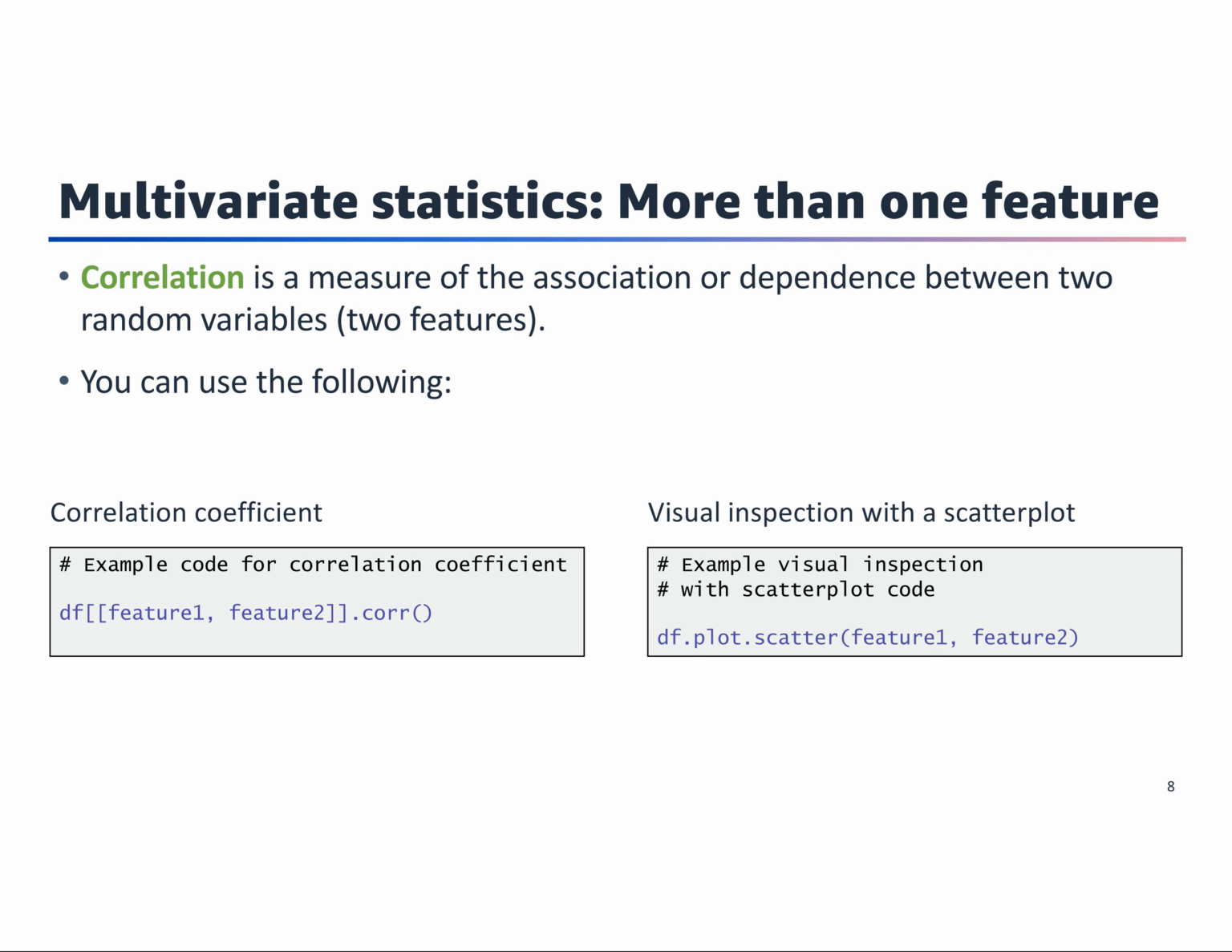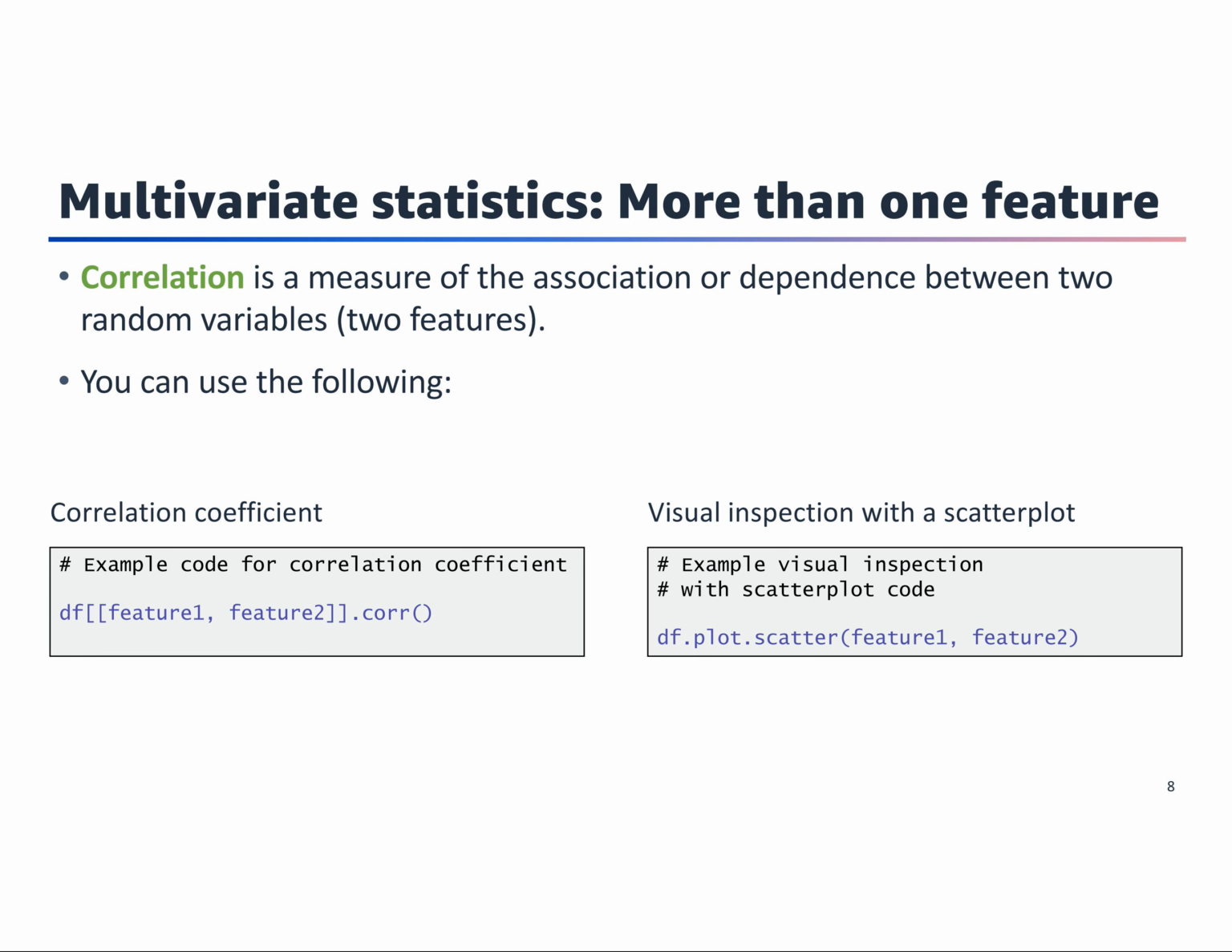Multivariate statistics deal with analyzing the relationships between two or more features or variables in a dataset. Correlation is a measure that quantifies the association or dependence between two random variables or features. It helps determine if there is a linear relationship between the variables and the strength and direction of that relationship. To calculate the correlation coefficient between two features, you can use the code df[feature1].corr(df[feature2]). This will give you the correlation value, which ranges from -1 to 1. A value close to -1 indicates a strong negative correlation, 0 means no correlation, and a value close to 1 signifies a strong positive correlation.